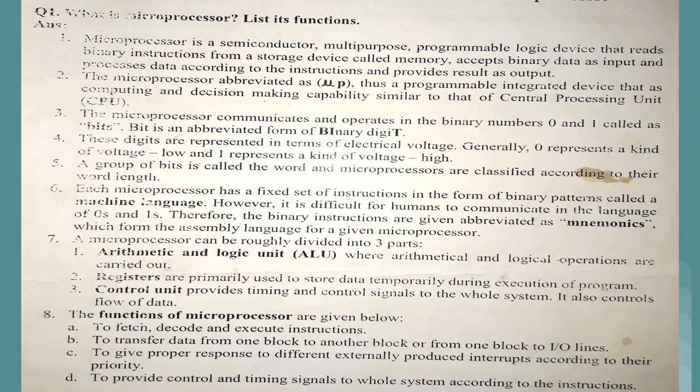So basically a microprocessor has a fixed set of instructions, and when we write a program with the help of such instructions, that is called machine language. It is very difficult for a human to remember machine language, like hexadecimal numbers representing a particular instruction, or to remember data in the form of zeros and ones. That is not possible for a human.